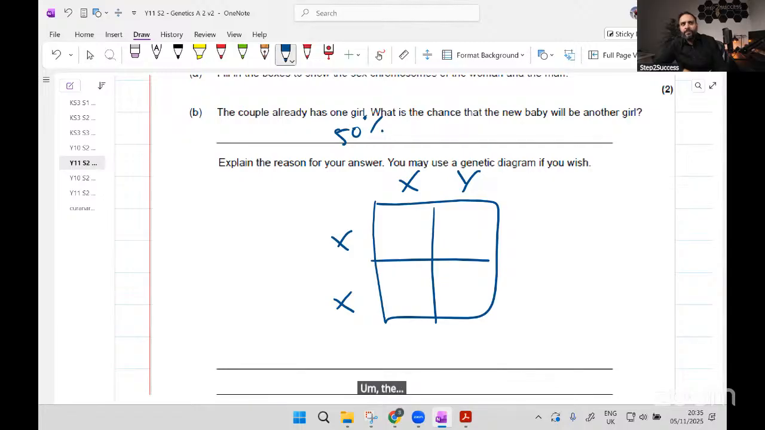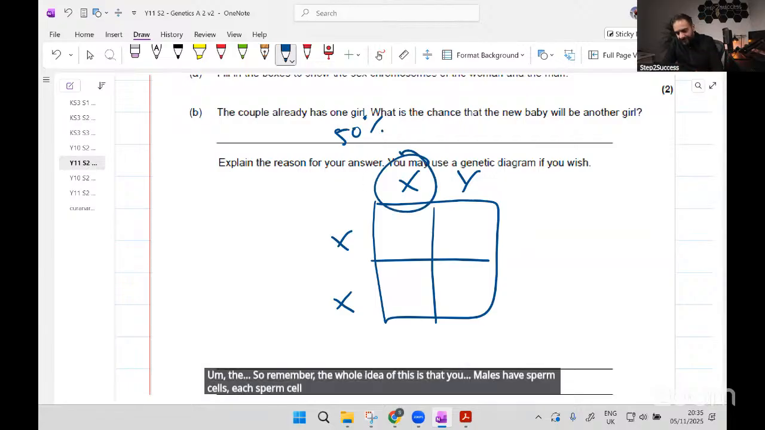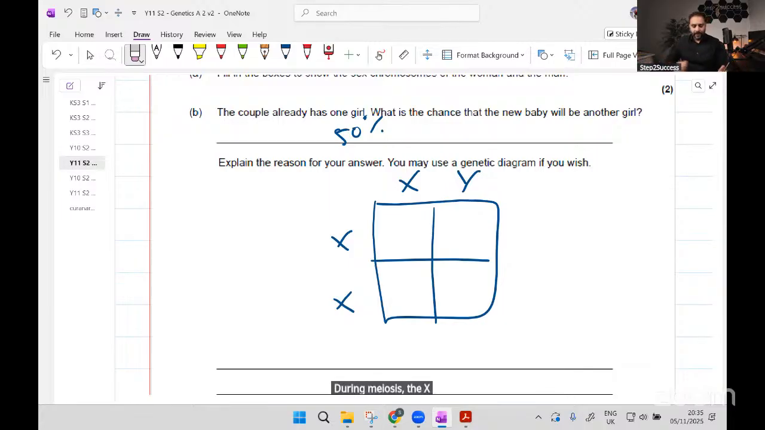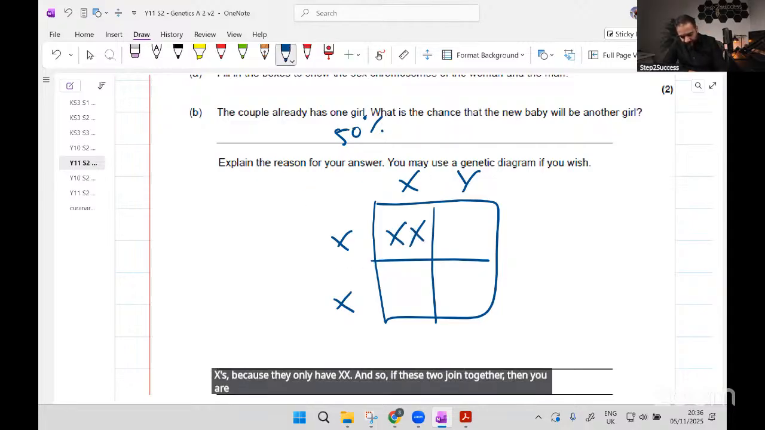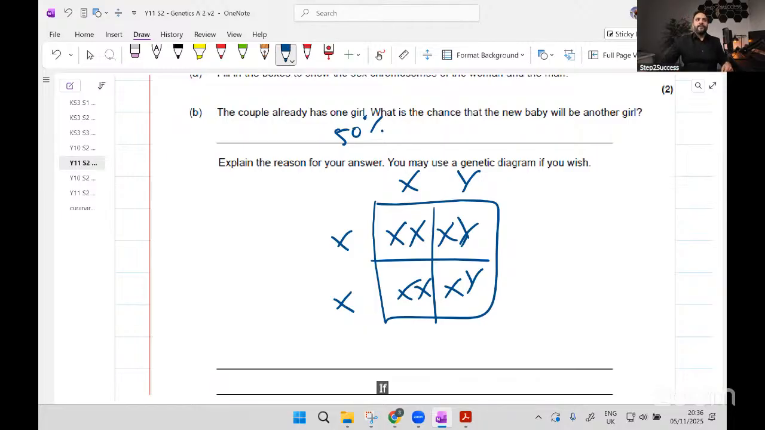Remember that the whole idea of this is that males have sperm cells. Each sperm cell either carries this or this because during meiosis the XY is split. Similarly, female egg cells have X's because they only have XX. And so if these two join together, then you are a female. If the X and the Y join together, you're a male. If the other XY join together, you're a male. If these join together, you're a female. And so that shows that it's a 50-50 probability.